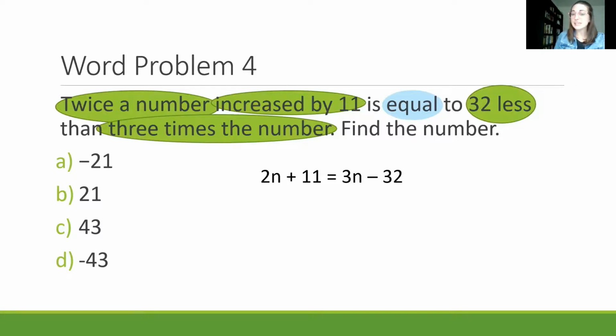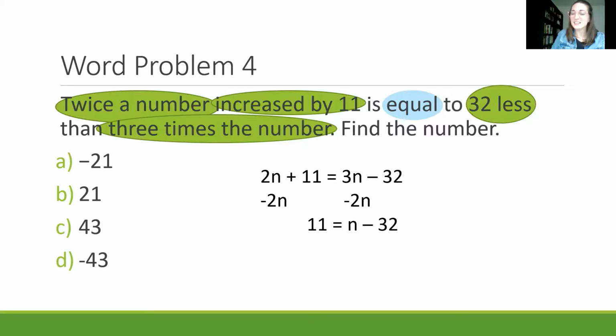And we know that's equal to 32 less than 3 times the number. So 32 less means we're going to subtract 32. But we can't subtract the 32 until we figure out what we're subtracting it from. So we need to start then with 3 times the number. So instead of twice the number, this is 3 times the number, and we're going to use the same variable n. So 3n, and we do minus 32.